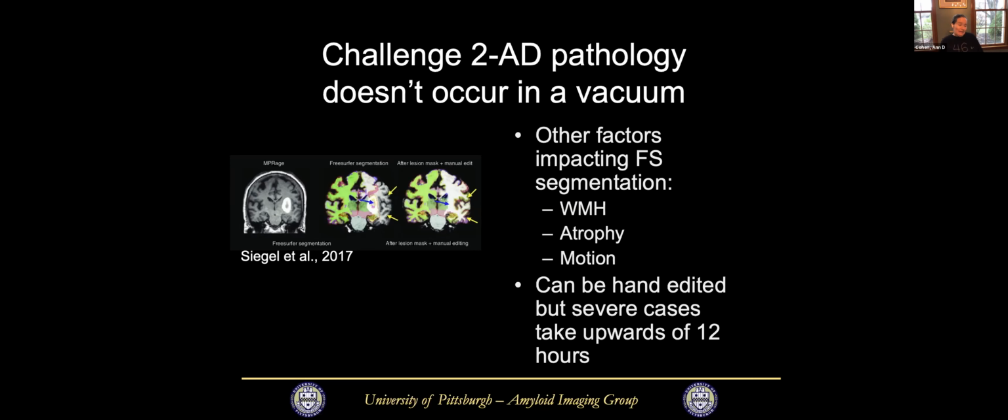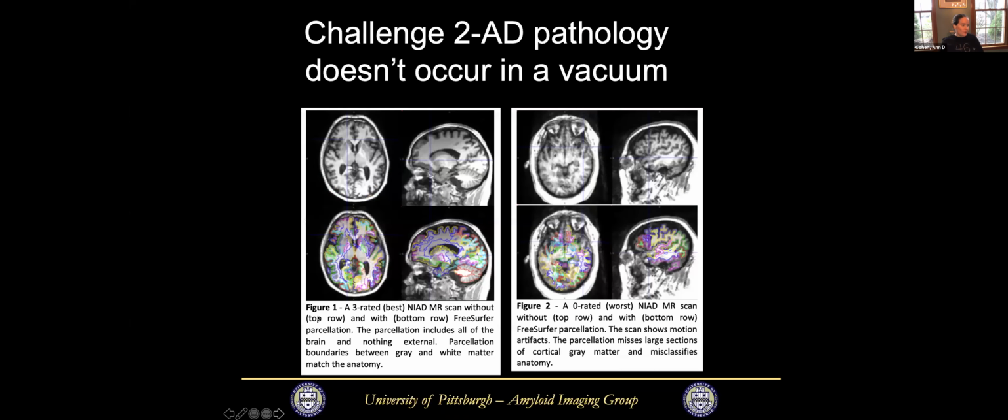We found that we can hand edit most of these cases, except the really, truly severe cases, but it's taking our technologists upwards of 12 hours, sometimes 24 to 48 hours to hand edit one severe case. And so we really need the development of better methodologies for motion correction, either while in the scanner or post-scan. We also need better segmentation methods that can handle some of these pathologies that are so common with aging.